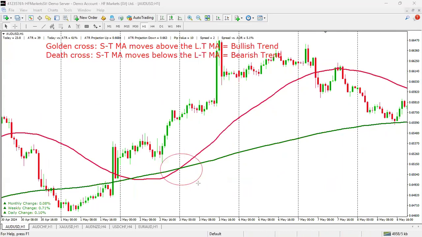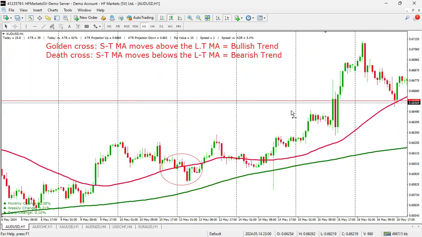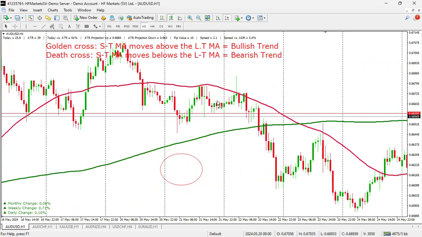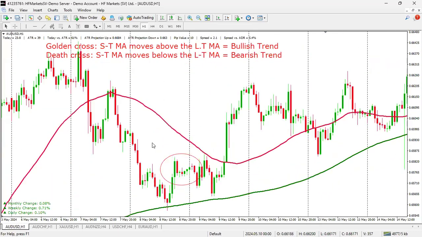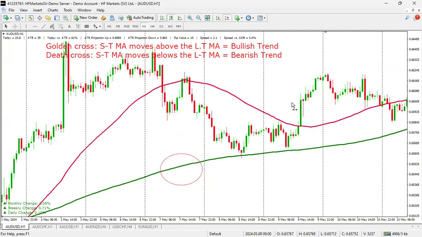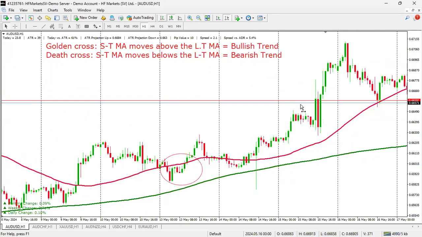This one here was a golden cross, the 50 moving above the 200. And since then, if you watch, price has been above, just going up. It only changed here. For a long time, since we had the golden cross at this point, since like the 2nd of May, price has been maintaining a solid bullish movement in the market.